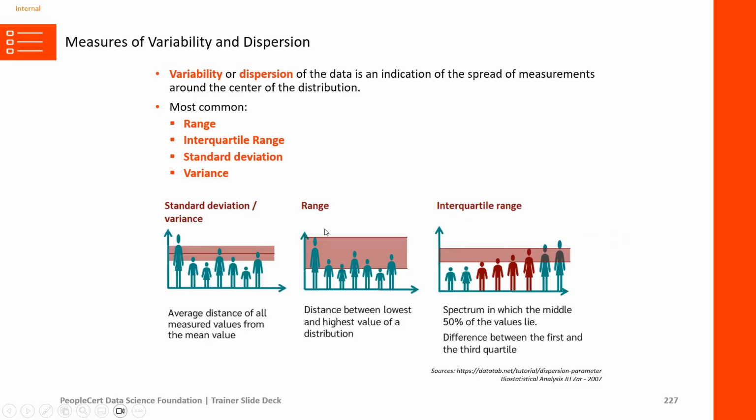Then the interquartile range. The interquartile range is basically the spectrum in which the middle 50% of the values lie. So it's the difference between the first and the third quartile. The next is your standard deviation and the variance. Standard deviation is basically the average distance of all the measured values from the mean value. That's how you define the standard deviation. And the square of the standard deviation is called the variance.